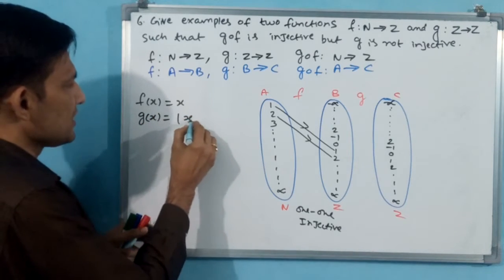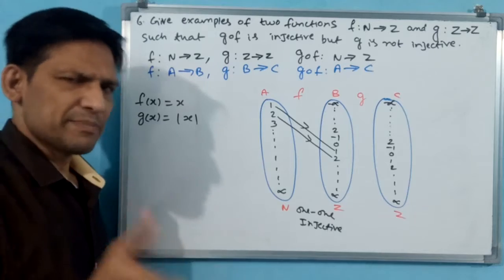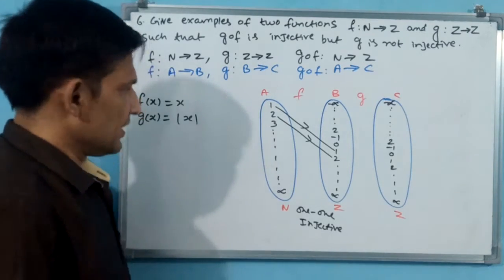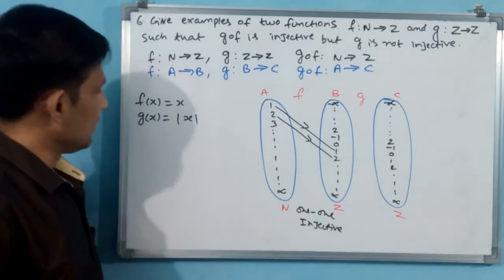g of x is modulus x. See, as per the hint only we are writing, but this hint you will not get in an examination. You have to keep in mind. Okay, g of x is equal to modulus x.